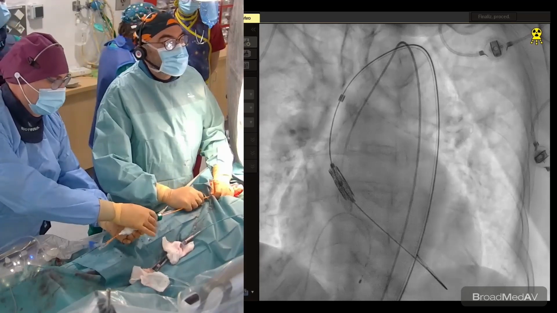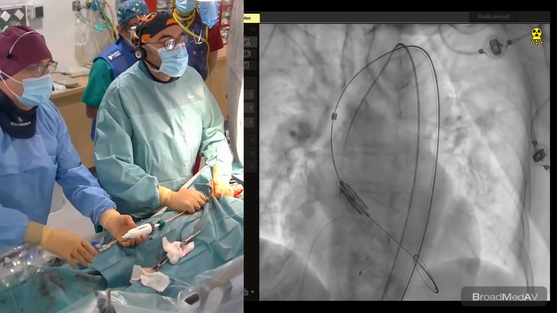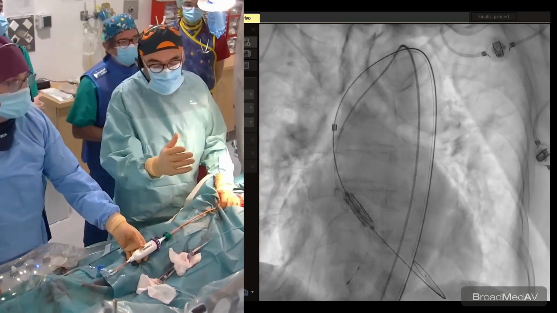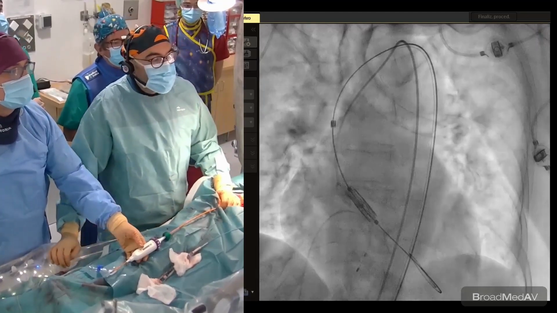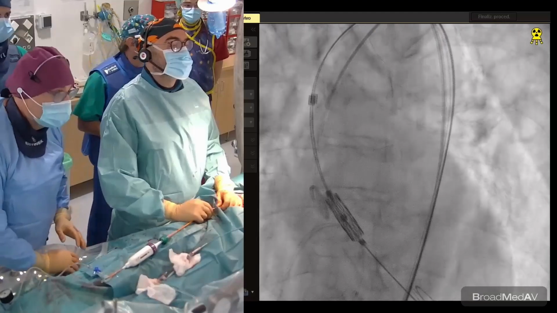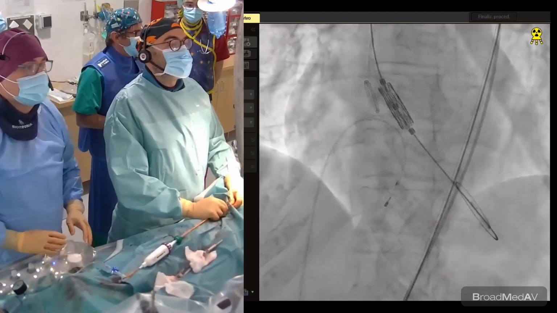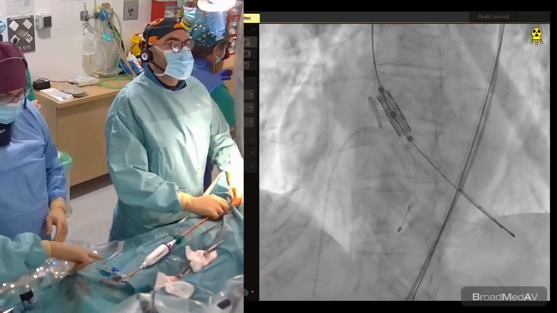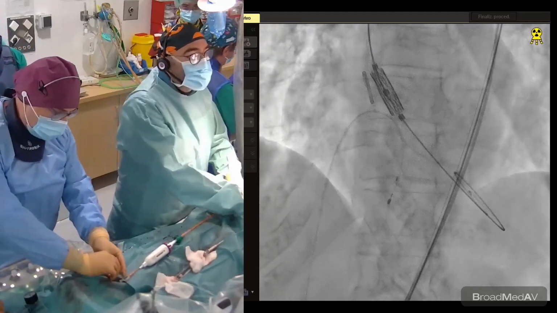But you can see that we don't need to mount the valve inside the balloon in the abdominal aorta because the valve is premounted. So in comparison with the Edwards valve, that you need to mount inside in the abdominal aorta.